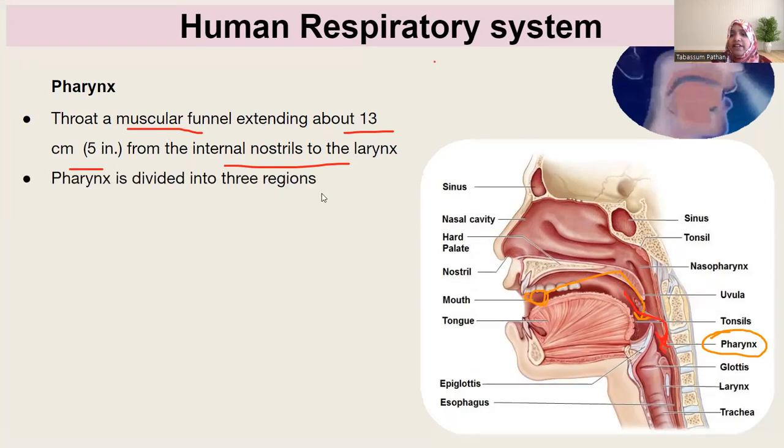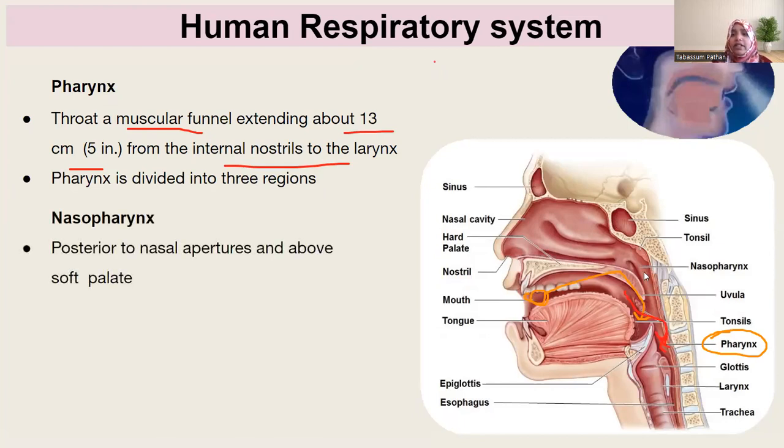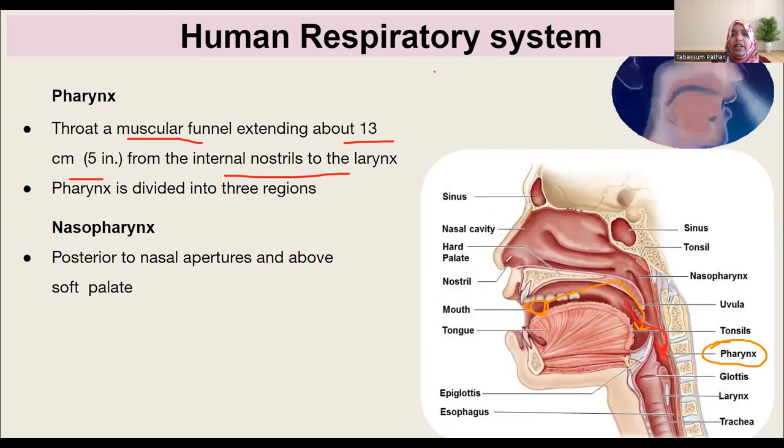This pharynx is again divided into three regions. Nasopharynx, okay, that is the upper region over here. You can see this is posterior to the nasal apertures and above the soft palate. Posterior means nasal apertures. So you have the nasal cavity over here. You have the opening nostril over here, and at the back, posterior means at the very back, behind the nasal opening here and above the soft palate.